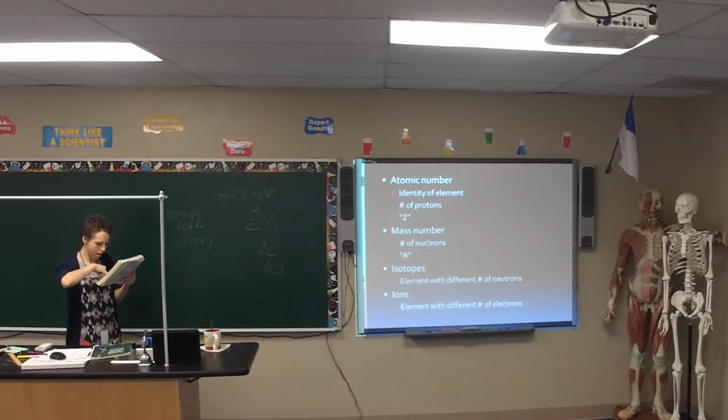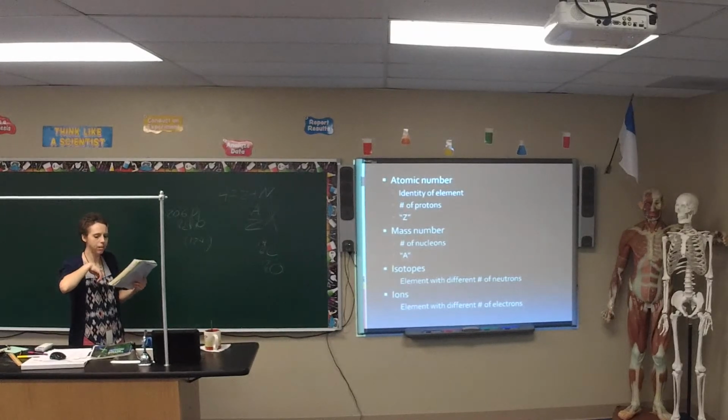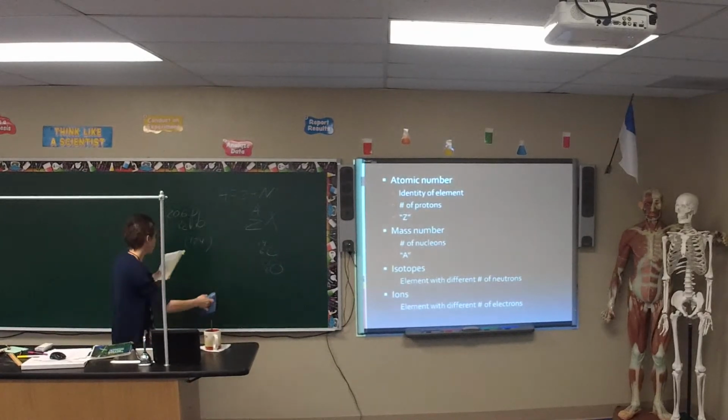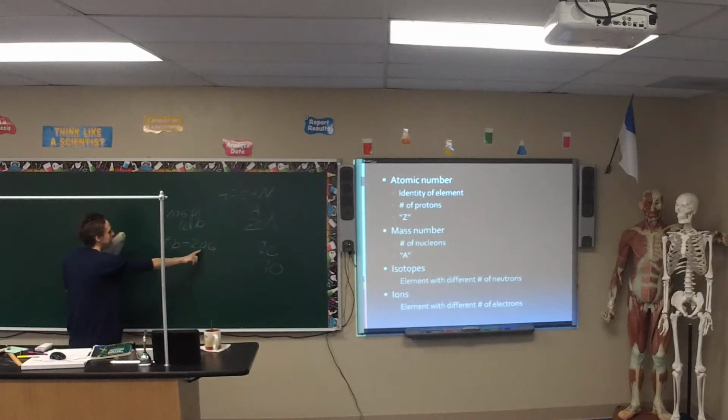Alright, your book points out that in some cases they will write it after the element name. Your book gives you the lead version for this one. You might write it out as lead 206. Typically, whenever I do it, this is the version I use, where I'm saying this is lead, but with this mass number, it's this particular isotope.